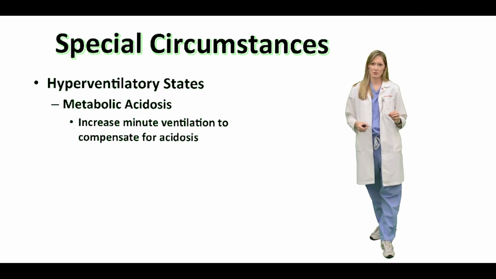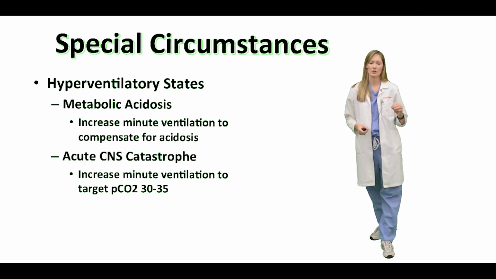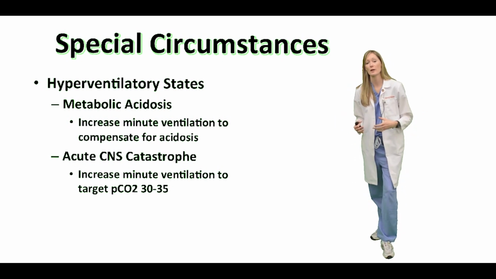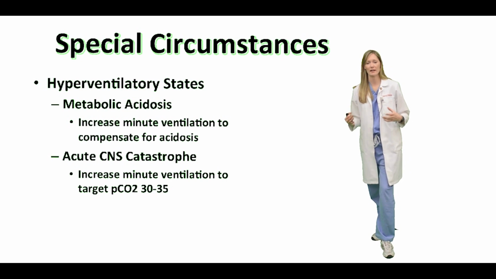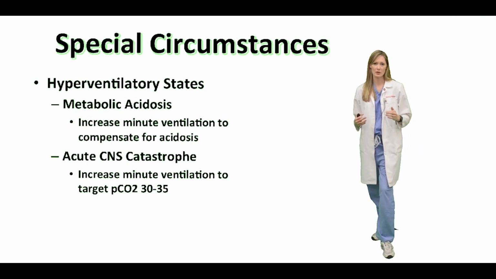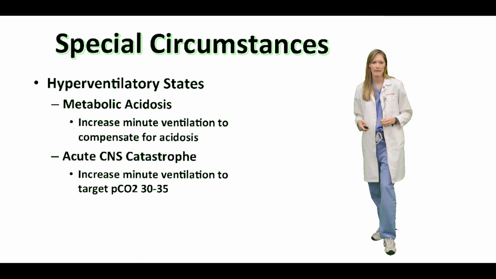The other hyperventilatory state that's important to know about is acute CNS catastrophes. So if you have a large stroke, these patients frequently have elevated intracranial pressures, and you'll want to target a slightly lower PCO2 in the 30 to 35 range to help decrease those intracranial pressures ever so slightly with the ventilator. Again, that's accomplished by setting higher respiratory rates typically, or tidal volume, and then checking your ABGs.